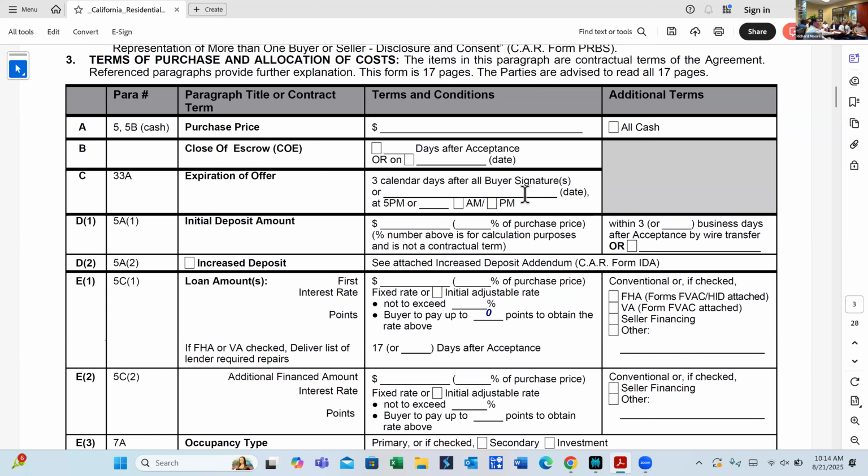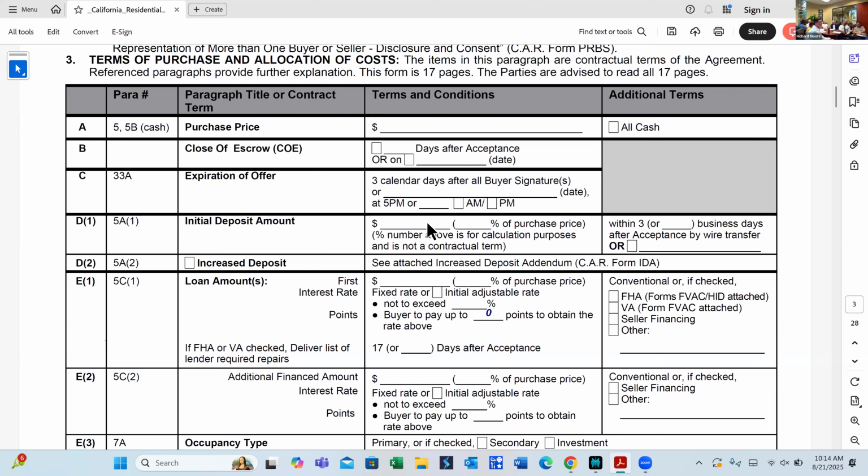Section 3D1, initial deposits. Now, this is typically a fixed amount. So if the purchase price is $1 million, and we said we're going to be putting 3% of the purchase price down, if the purchase price increases to $2 million, and originally we stated in this cell that we're going to deposit $30,000, the $30,000 does not become $60,000. It is a fixed amount. The percentage is just simply a calculation of the initial deposit.